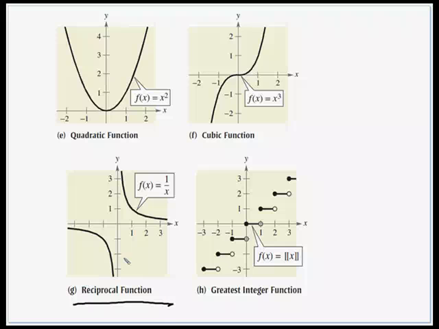The reciprocal function, or rational function, 1 over x, decreasing left to right in the first quadrant, decreasing left to right in the third quadrant. We have our step function, or greatest integer function. Again, that's just rounding down. It looks like a staircase.